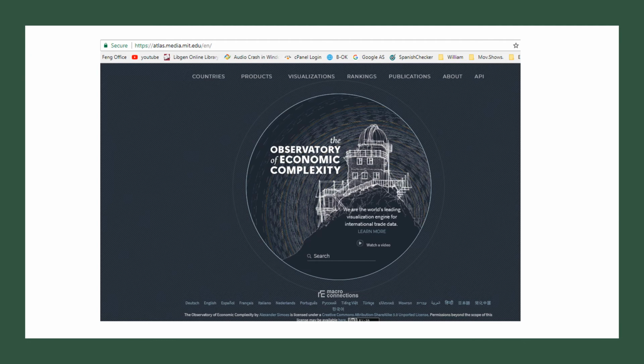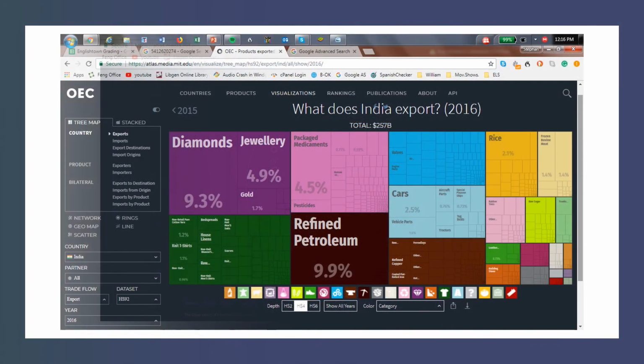Another excellent resource, which I showed in the last webinar, was the Observatory of Economic Complexity. Here you're going to get information on trade and different trade-related statistics. For example, here's the exports of India for a particular year, 2016. Notice that their largest exports are refined petroleum, diamonds, and jewelry. Okay. Now, you can look at it as far as particular products, but you can also look at it by country.